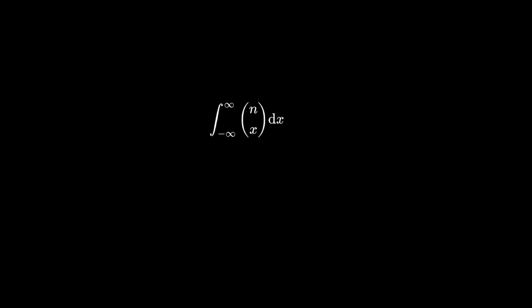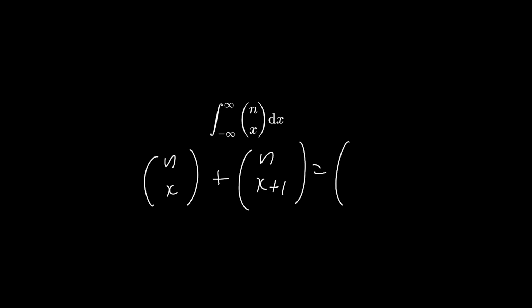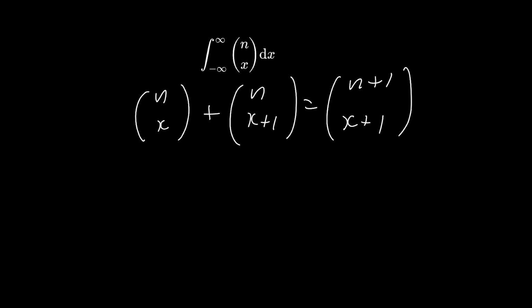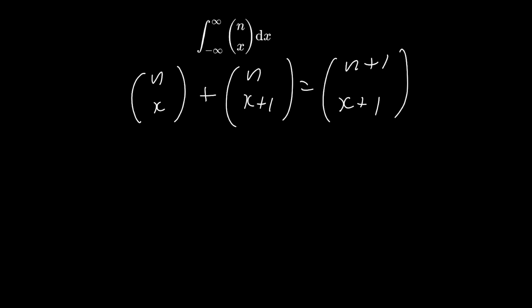Integrating n choose x between negative infinity and infinity. Let's go. So we're going to use this identity: n choose x plus n choose x plus 1 equals n plus 1 choose x plus 1. So this is kind of wacky. We can prove it though, and it's not too tricky. So we're going to want to write them in factorial form.